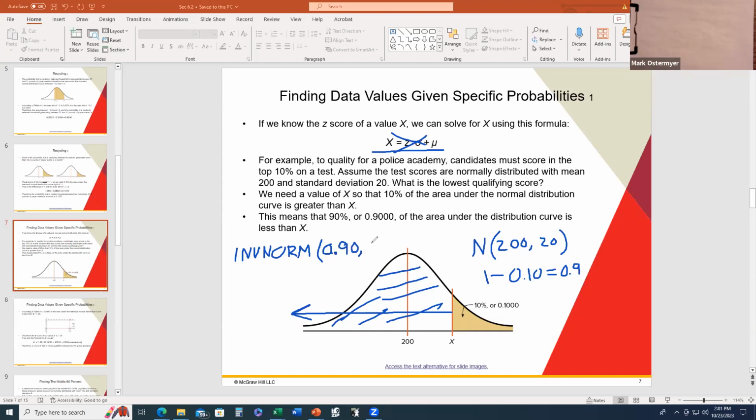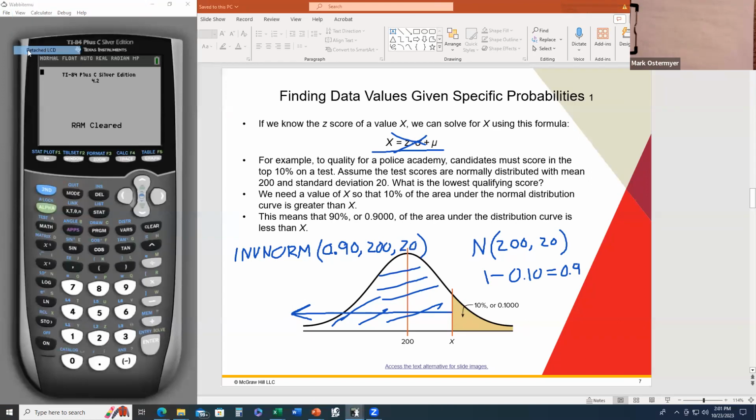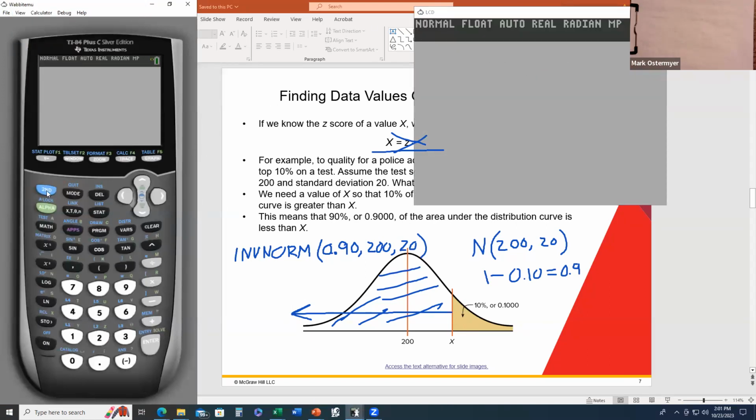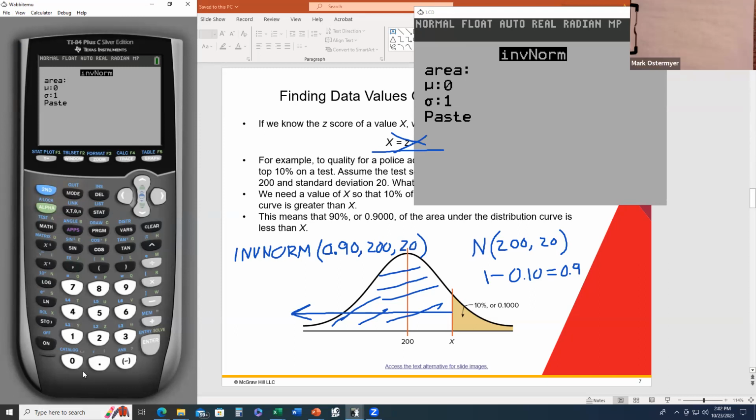The mean of this distribution is 200, comma, the standard deviation is 20. All right, let's find out what that minimum score must be in order to qualify for this academy here. So we're going to find out now. To do that, we bring up our inverse norm function. We type in the area to the left of the X value we seek, which is 0.90. The mean of these exam scores was 200, and the standard deviation of all these exam scores was 20.